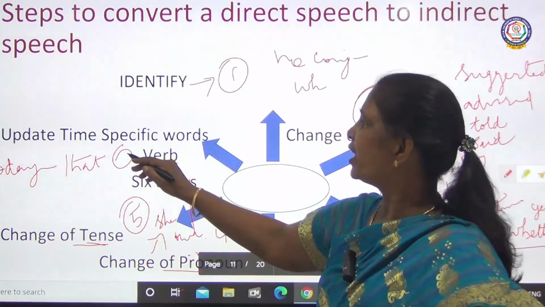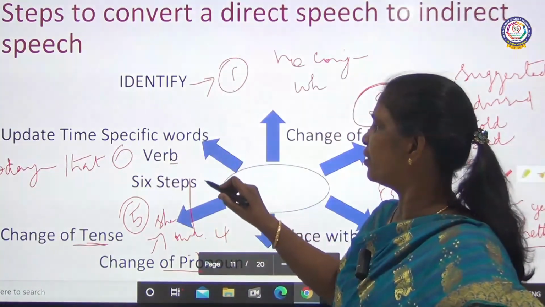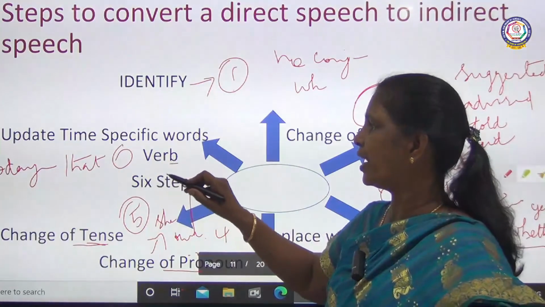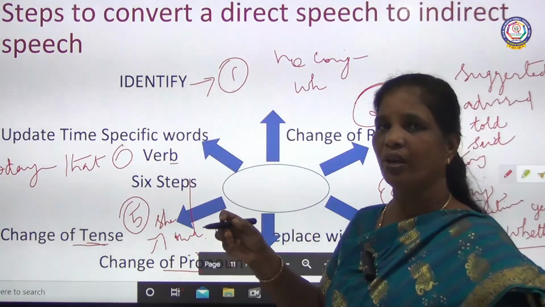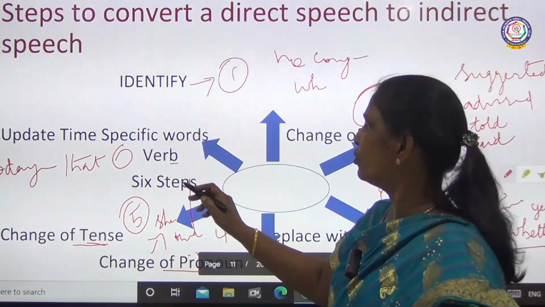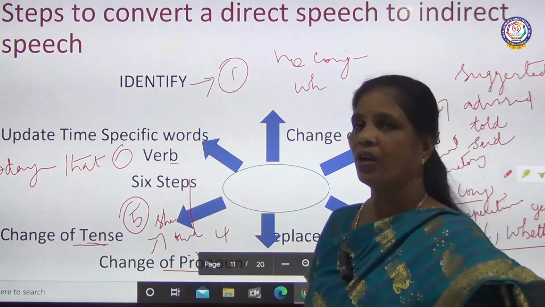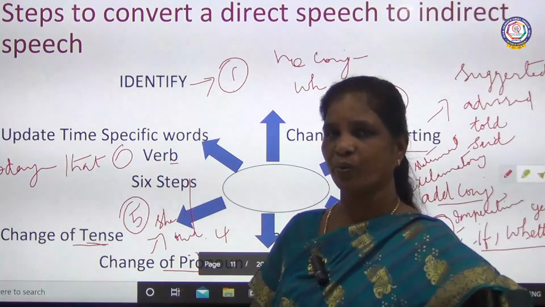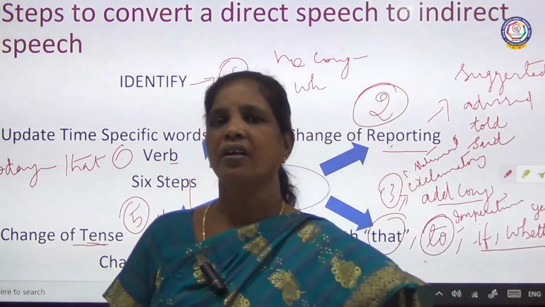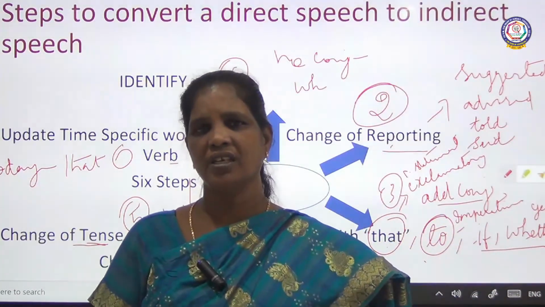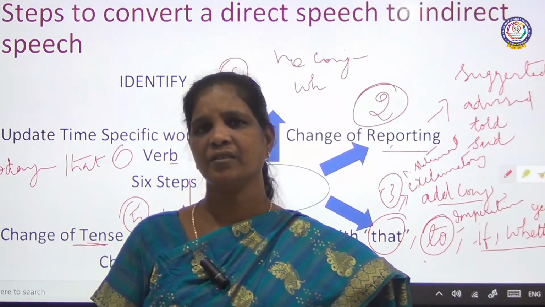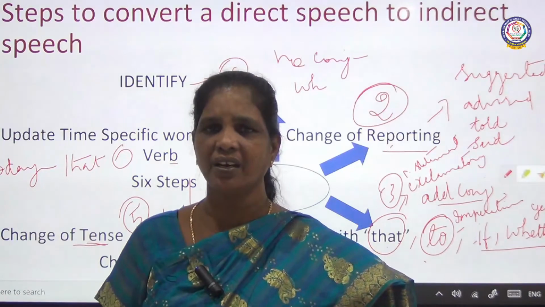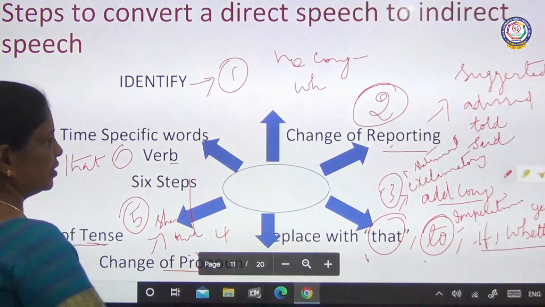Then time specific words will be changing: tomorrow, today, previous day, now, then, so that, thus, ago, like that, you will be having changes. So that is your sixth step. So there are 6 steps and 6 changes will be taking place. If you give the right thing for the 6 changes, then you can easily change any sentence from direct to indirect. It is very clear to you. Shall we move to the next?